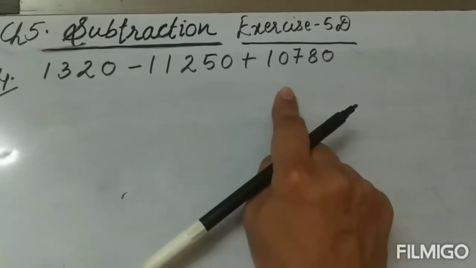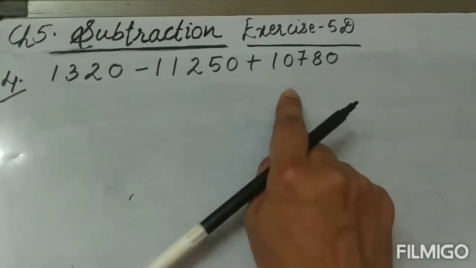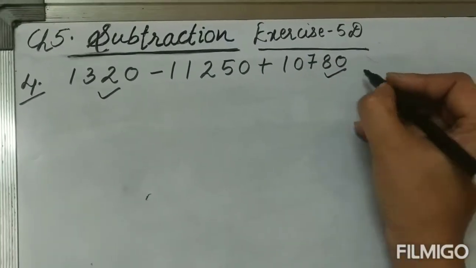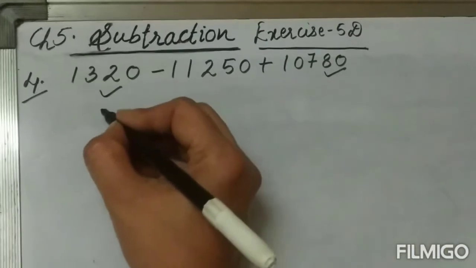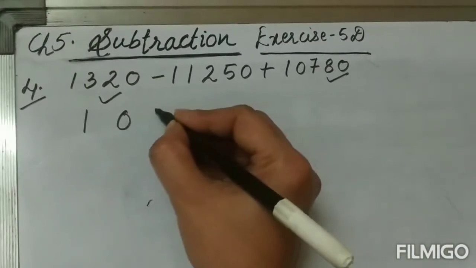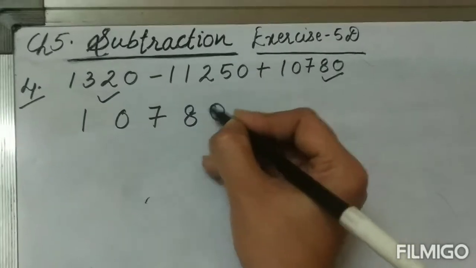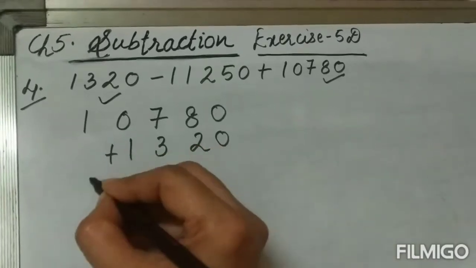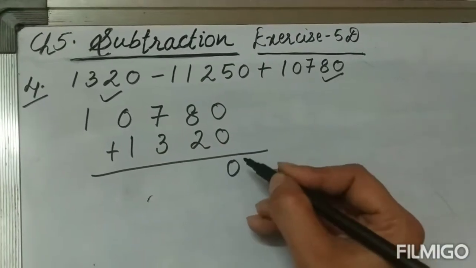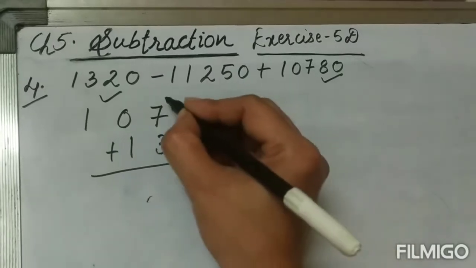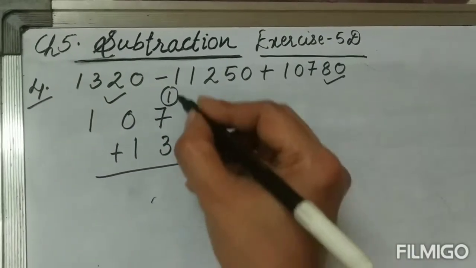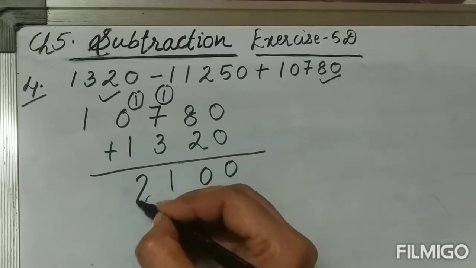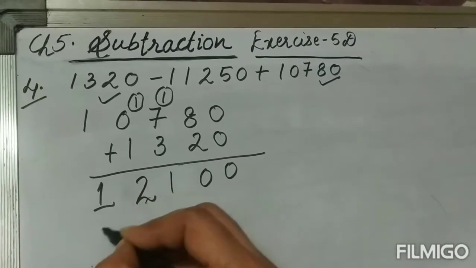Now we will do question number 4, and the 4th question is this. First step is same, we have to add those numbers that have the same sign, and in this question this number and this number both have a plus sign, so we will add these two numbers and start adding. Write the greater number on the top and smaller number below. So I have written like this. Add these two numbers. 0 plus 0 is 0, 8 plus 2 is 10, 7 plus 3 is 10, 10 plus 1 is 11, 1 plus 1 is 2 and 1.